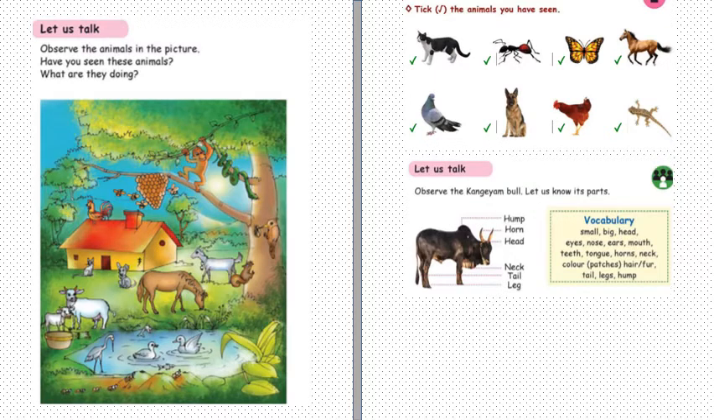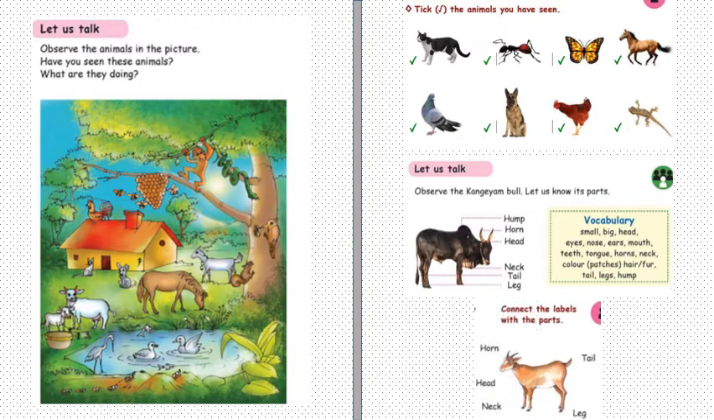Now here we have a bull and let us know its parts. You have hump, horn, head, neck, tail, leg. When you describe any animal, you can use this vocabulary: small, big, head, eyes, nose, ears, mouth, teeth, tongue, horns, neck, color or patches, hair or fur, tail, legs and hump.